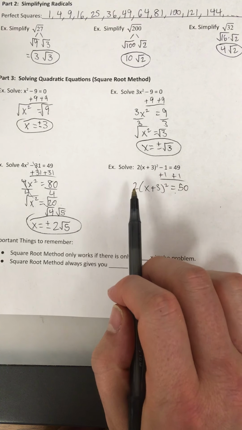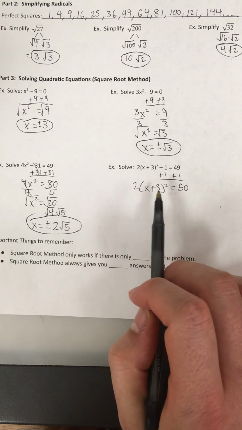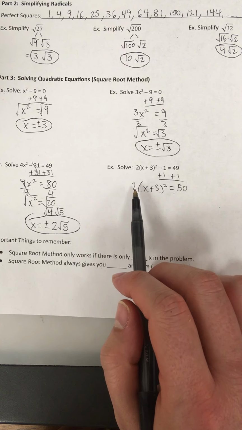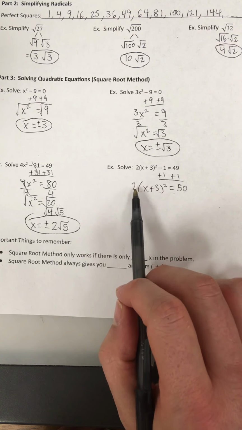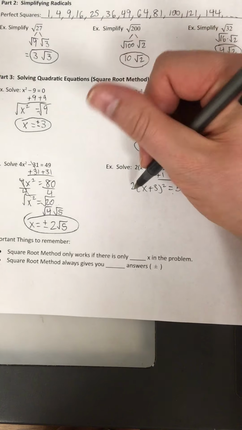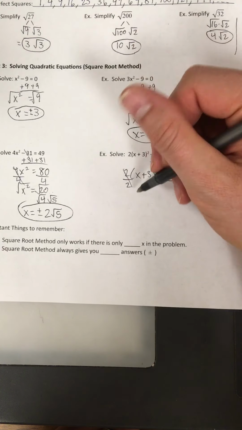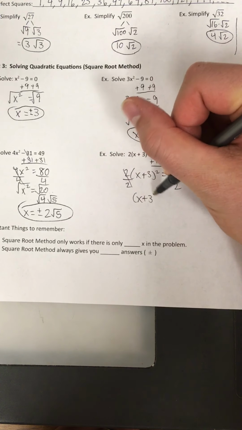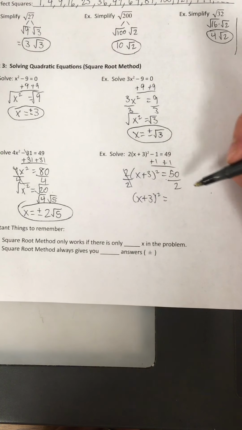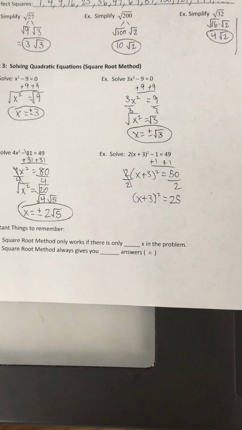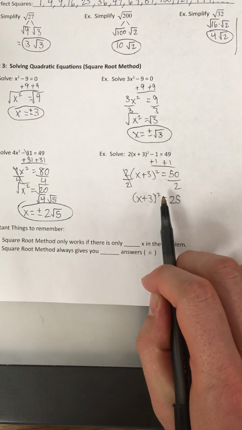Now, a lot of people want to distribute that 2, but that's not right because there's a squared here. You cannot distribute the 2. This is 2 times all this stuff. How do you get rid of that 2? You divide by it, both sides. Divide by that 2, going to give you x plus 3 squared equal to, what's 50 divided by 2? 25.